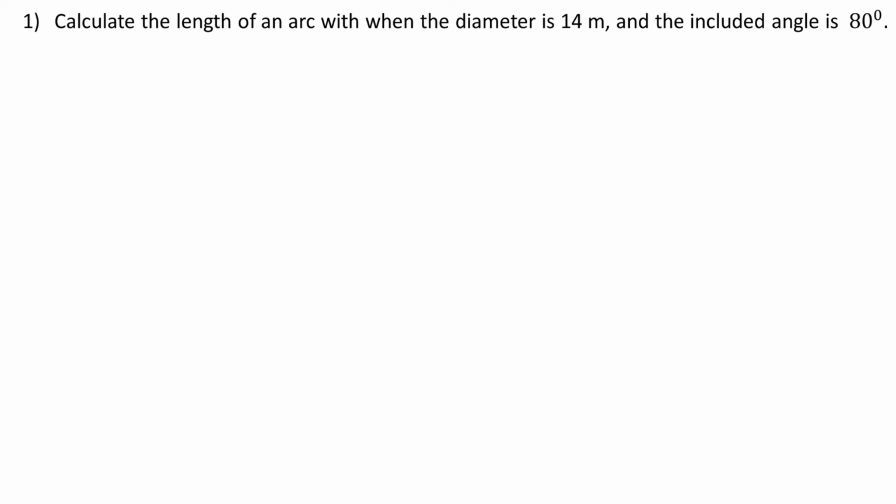So they want us now to calculate the length of an arc when the diameter is 14 and the included angle is 80. In this one, we're given the diameter. So the diameter is 14 meters. So we could use the second formula. And we know that theta in this case would be 80 degrees. And since we're not given pi, the choice is on me. So I would use 22 over 7.